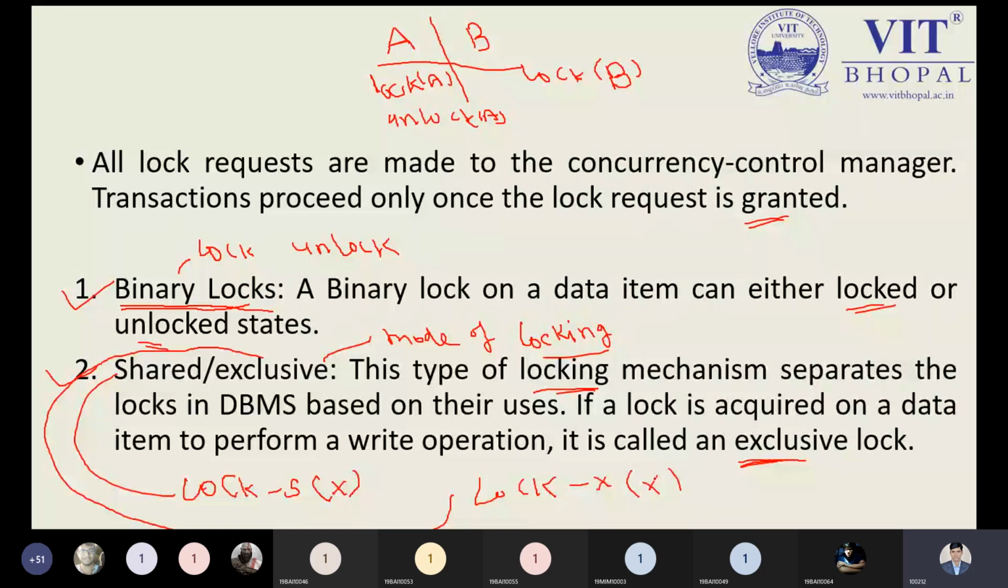So which operations are applicable using read and write, and in which kind of mode? We need to see lock S, the lock shared mode: you can use only the read operation. But in the exclusive mode you can use both read and write. This is the point you need to keep in mind while moving to the example.